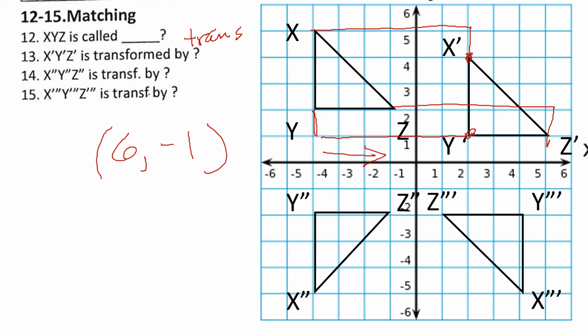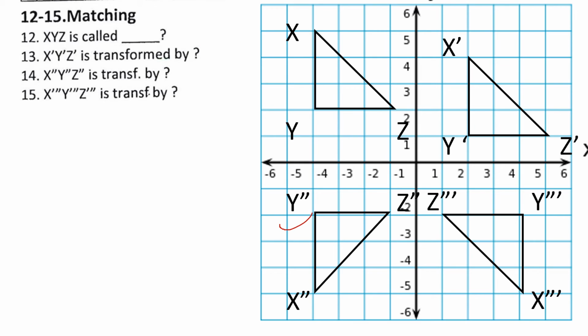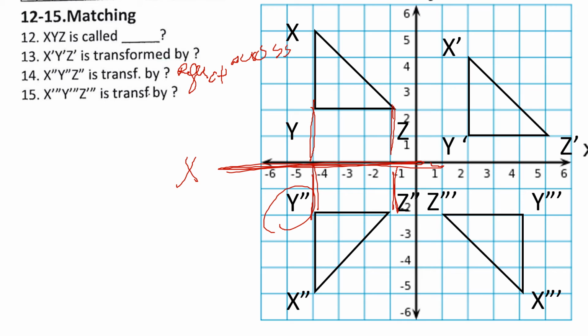All right, then next, the double prime is down here. So look at where Y is. Y was 2 spaces away. It's still 2 spaces away. Z right there, right there. And so this looks like a reflection. It looks like it flipped across what line though? Okay? It is a reflection, but is it reflected across the X-axis or Y-axis? Where's the line? Right there. That's where it flipped across. That's your X-axis. So, reflect across X.